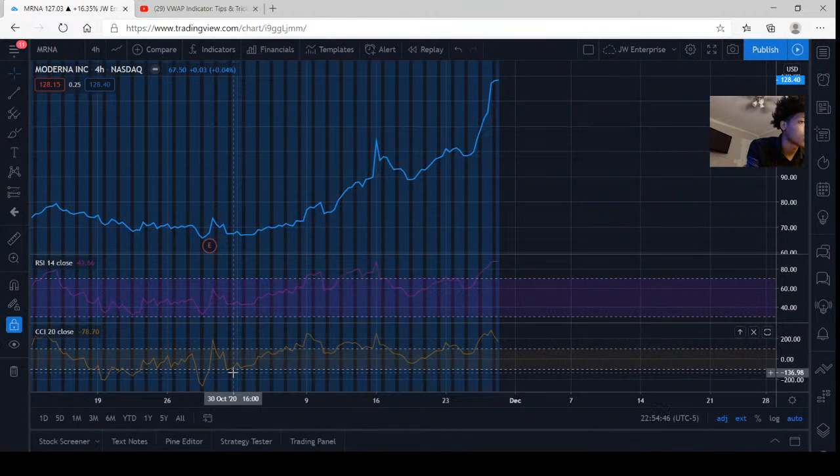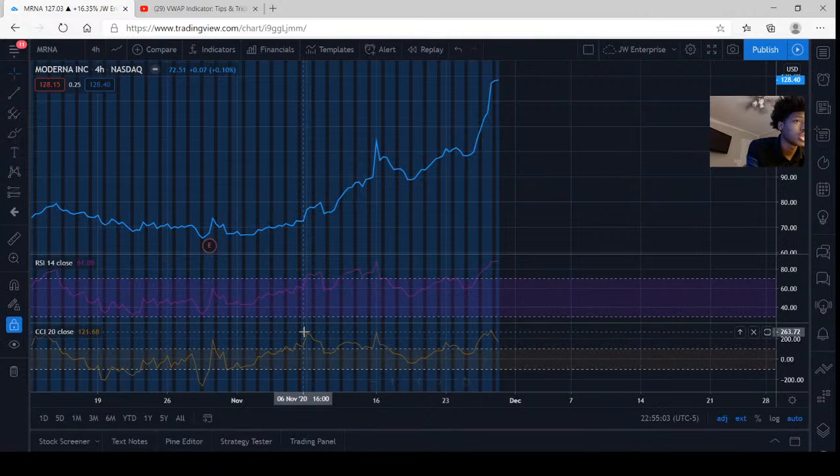We're oversold again because it touched our dotted line. And basically I do a bot entry right here, a call right here, because I know it has to go up.